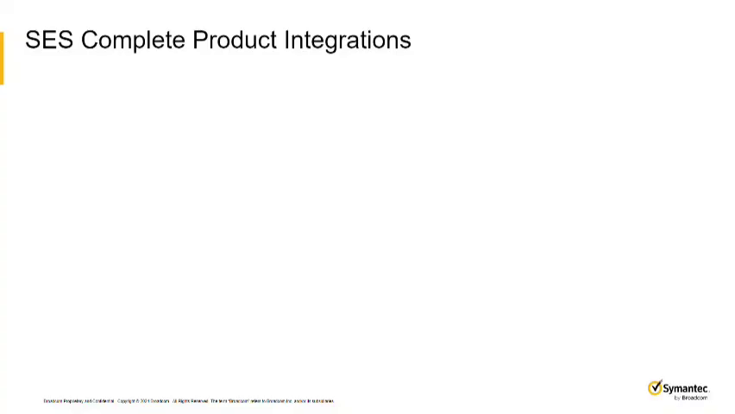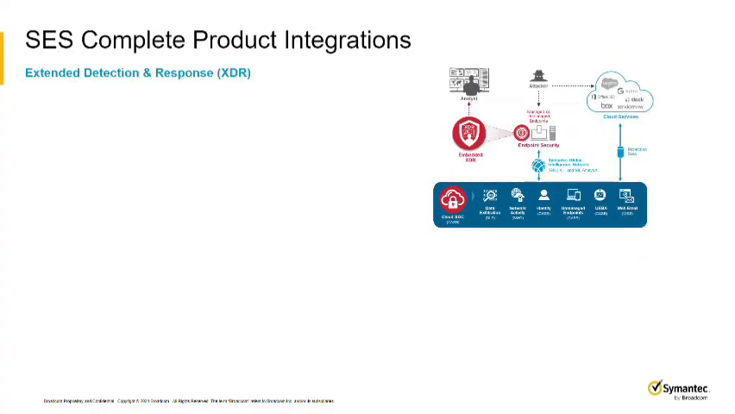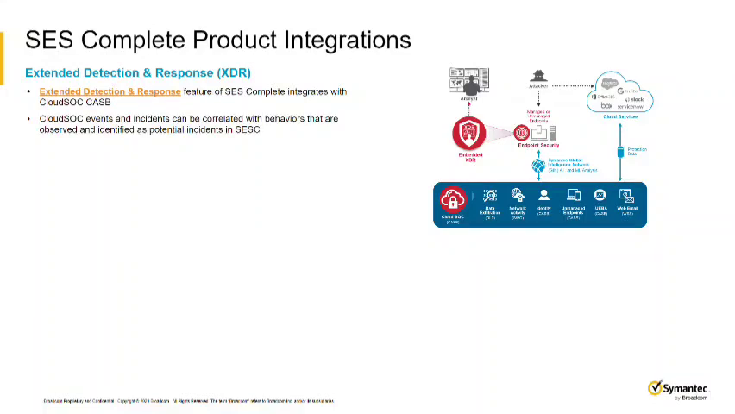Let's take a look at the integrations available through Symantec Endpoint Security Complete. Extended Detection and Response, or XDR. This feature of SES Complete integrates with CloudSOC CASB that provides cloud app security with the deepest visibility, tightest data security, and strongest threat protection. Through this integration, events and incidents from CloudSOC can be correlated with behaviors that are observed and identified as potential incidents in SES Complete. All data is enriched with authoritative threat intelligence from the Symantec Global Threat Intelligence Network.